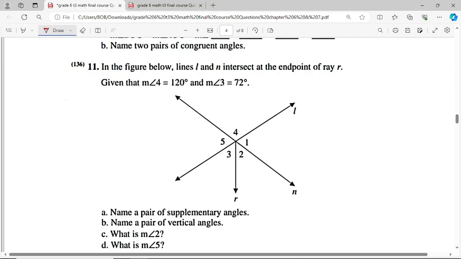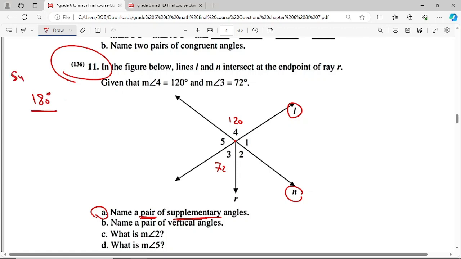Okay? Question number 11. In the figure below, lines L and N intersect at the endpoints of ray R. Given that the measure of angle 4 is 120 and the measure of angle 3 is 72. Question A, name a pair of supplementary angles. Supplementary angles means I have to get two angles. If I add them together, I will get 180. So supplementary angles will be equal to 180.